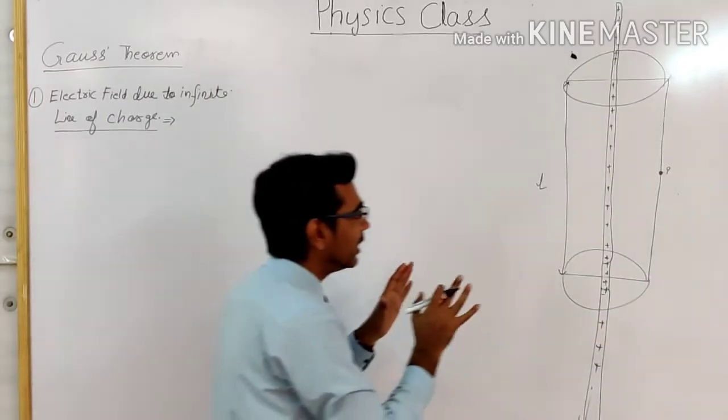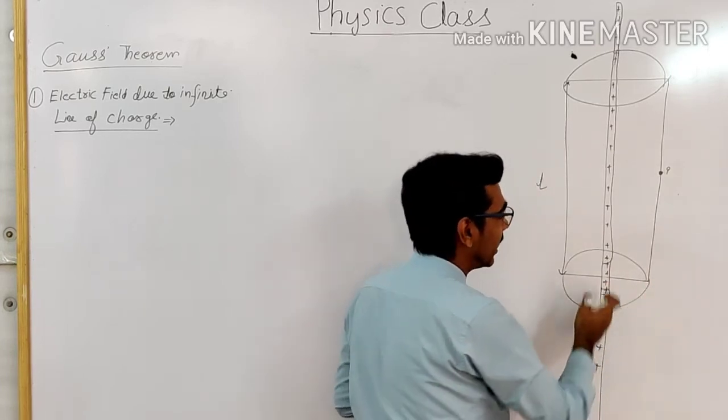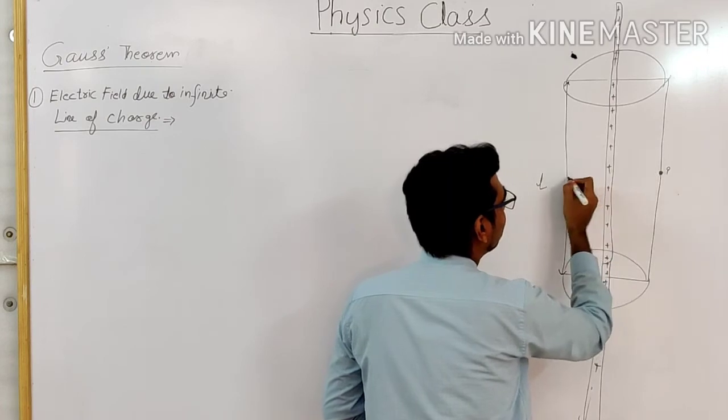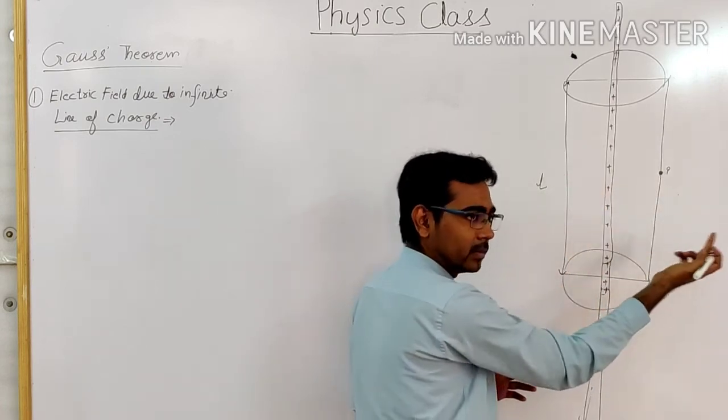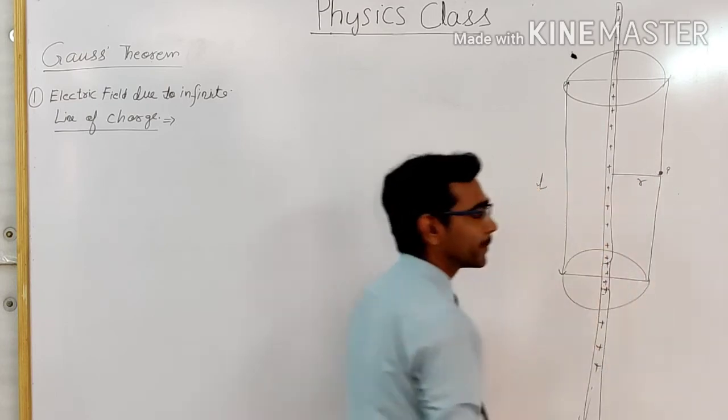Then clearly you can see the wire is in the middle of the cylinder, or better to say, the axis of the cylinder. So all points on this side, P, this side, P, are at a particular distance. Let the distance be R.